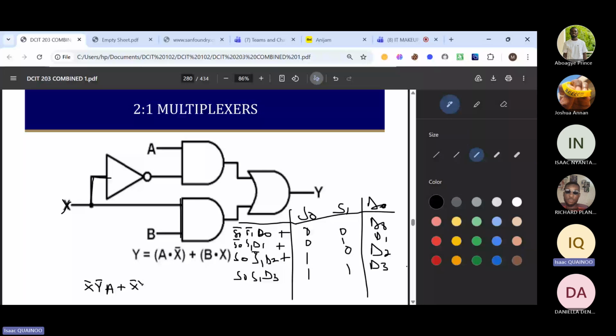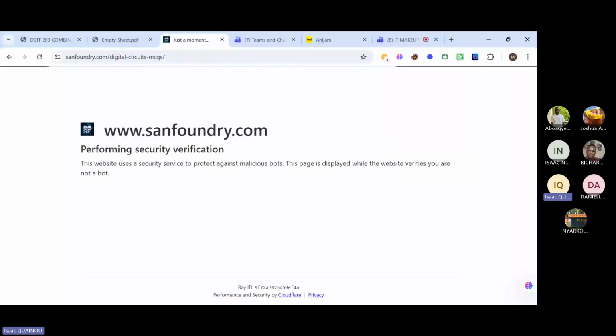Exactly. So really we proceed to a question. Okay, so let's move straight away to solving our questions. As our questions are loading, please, does anyone have any questions so far?